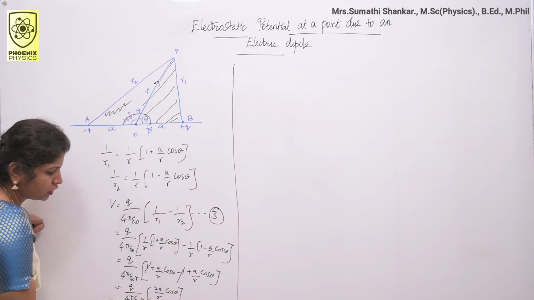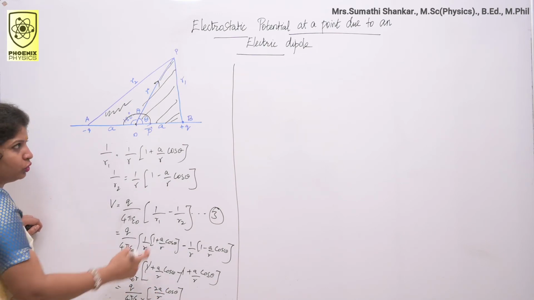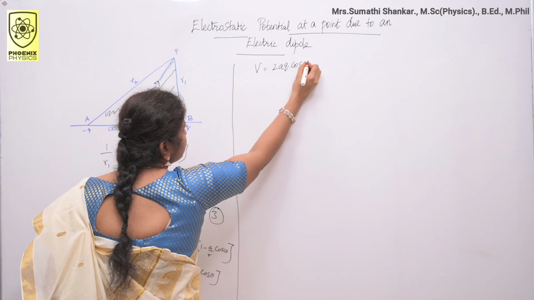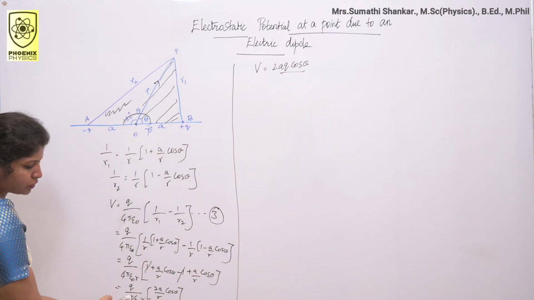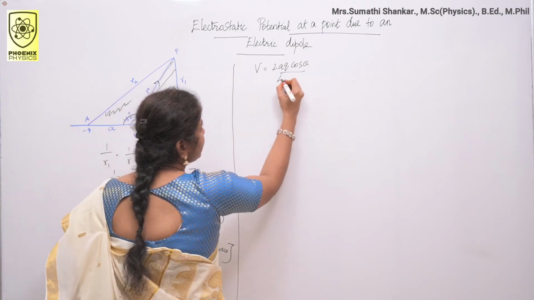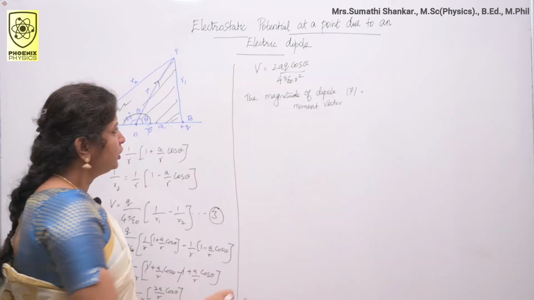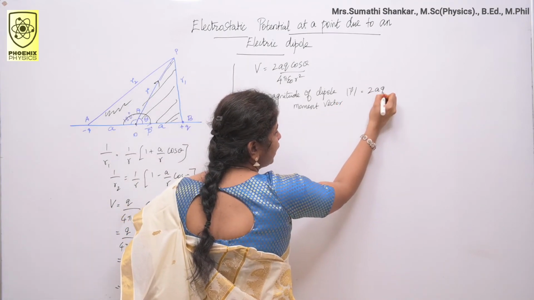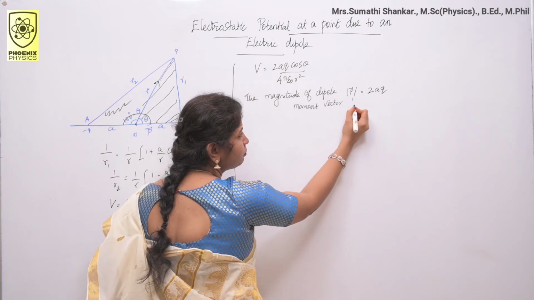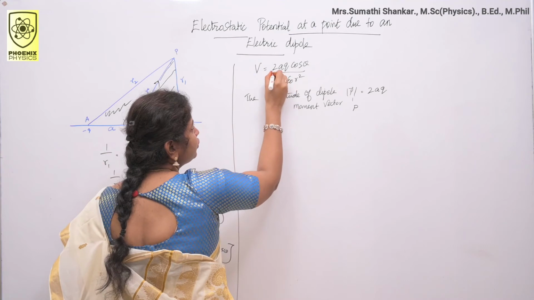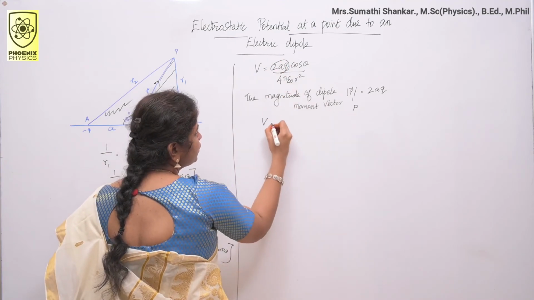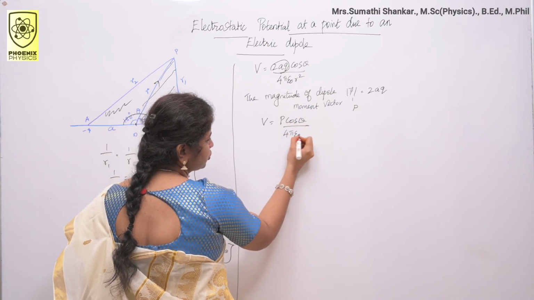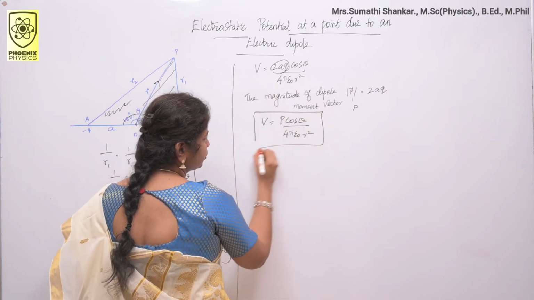Just to rearrange this, here I have 2a, here I have q. So you can write V is equal to 2aq cos theta divided by 4 pi epsilon naught r, here 1 r, so 4 pi epsilon naught r square. The magnitude of the dipole moment vector, modulus of p, can be written as 2aq. Either you can write modulus of p vector or simply p alone. So instead of 2aq, substitute this p. So V is equal to p cos theta divided by 4 pi epsilon naught r square. This is our final expression.